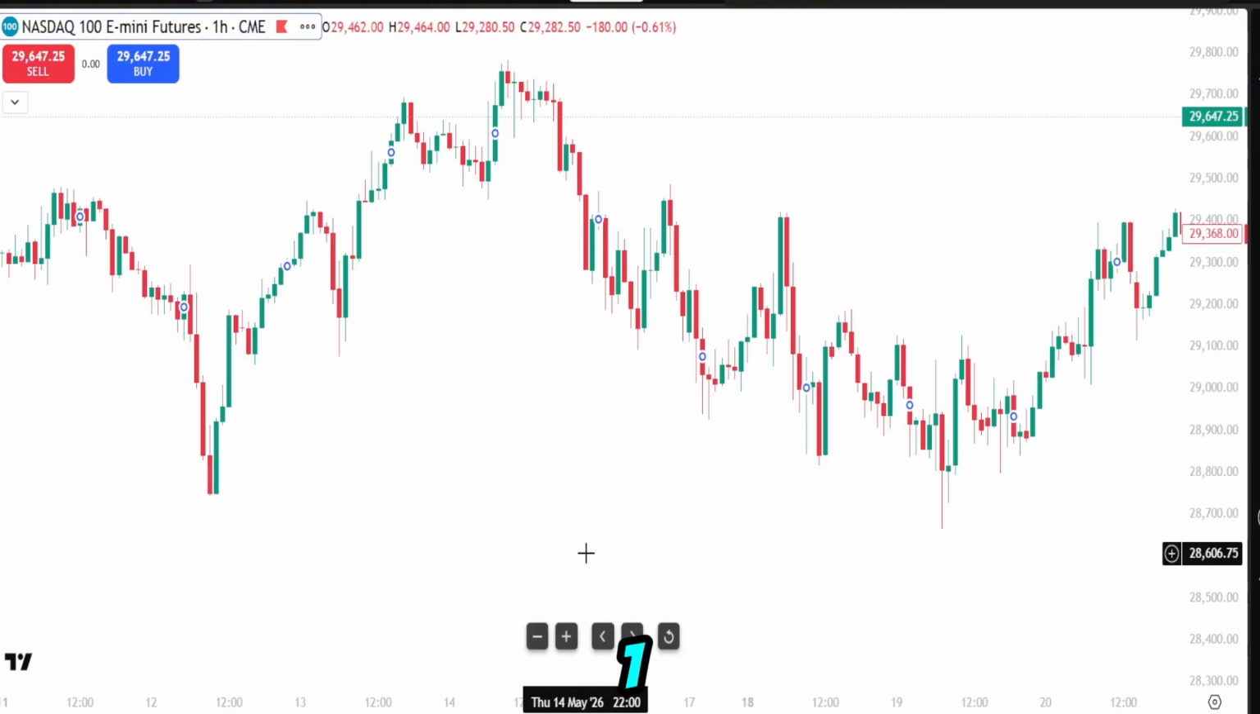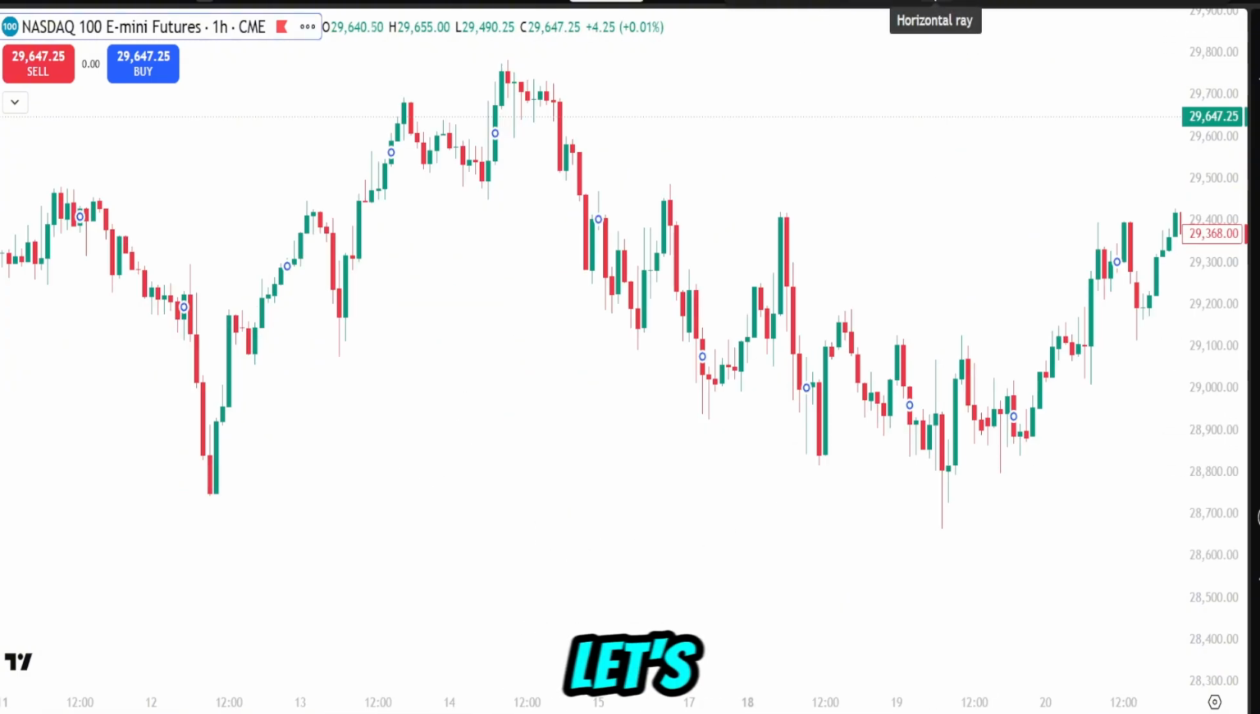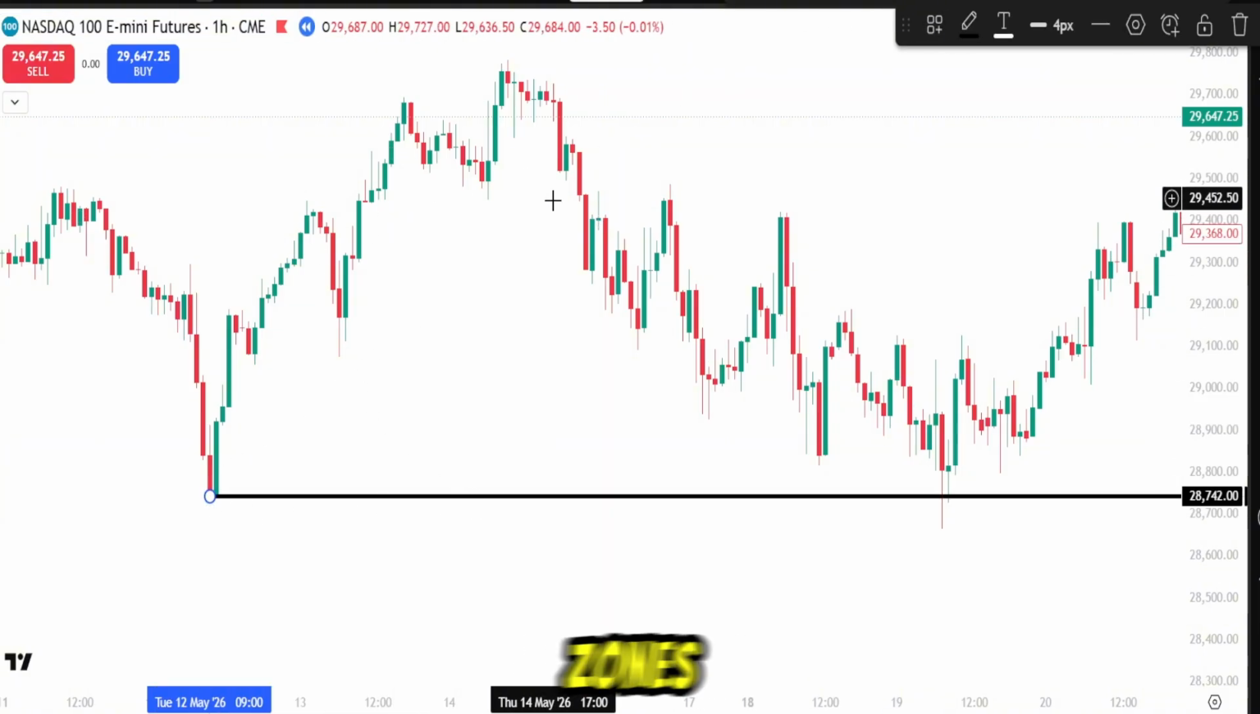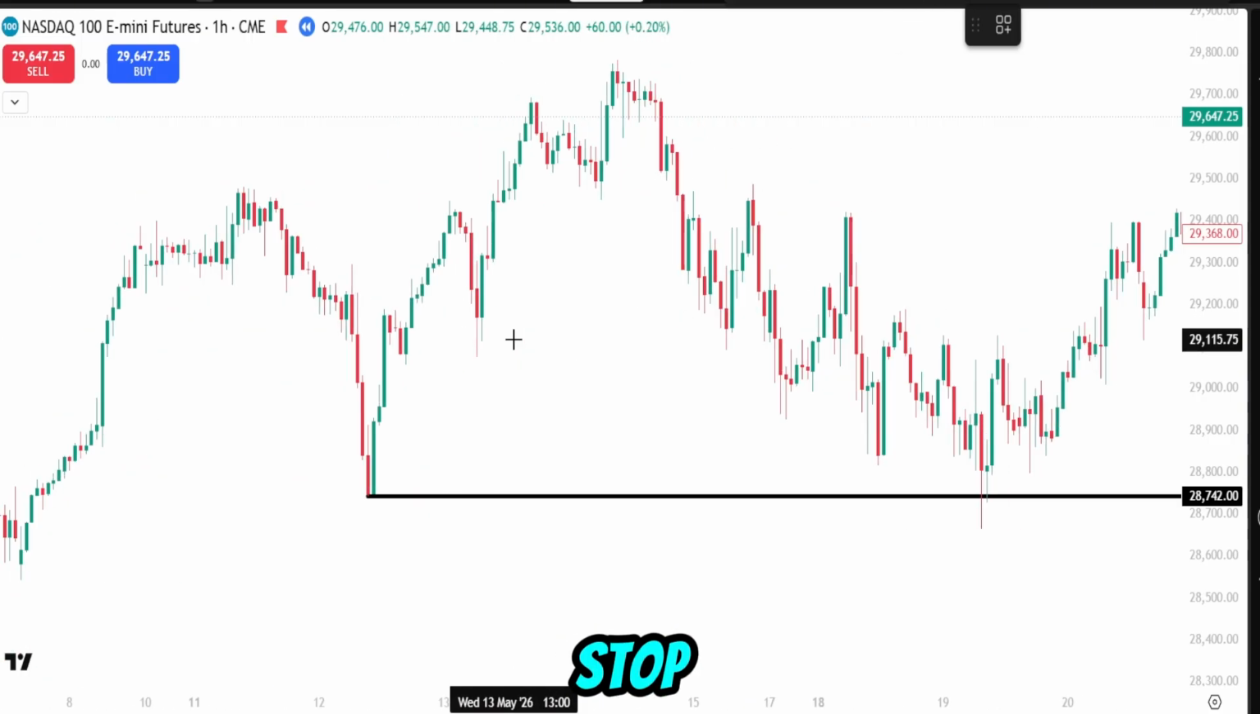Key element number 1, the liquidity zone. So now let's talk about the key elements, because you need to understand each one of these for this to work. The first element is the liquidity zone. This is where the sweep is going to happen. Liquidity zones form at obvious price levels. The more obvious the level, the more stop losses are sitting there, the bigger the target it becomes.